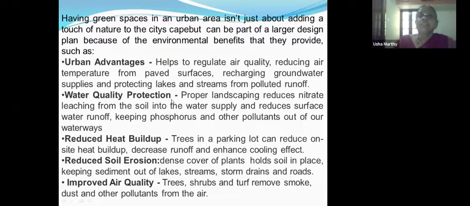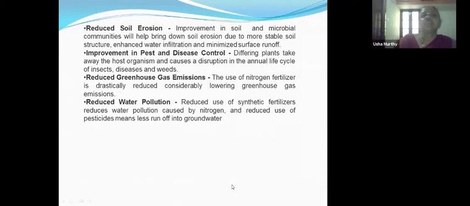Water quality protection is also there. Proper landscaping reduces nitrogen leaching from the soil into the water supply and reduces surface water runoff, keeping phosphorus and other pollutants out of the waterways. It reduces the heat buildup in the area. Plants in the parking lot can reduce the heat buildup, decrease the runoff, and enhance the cooling effect. It also reduces soil erosion and improves the air quality. So these are the advantages of this cover.